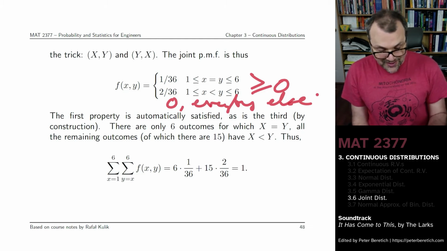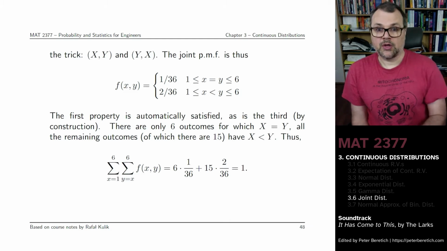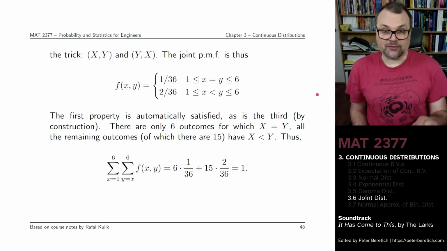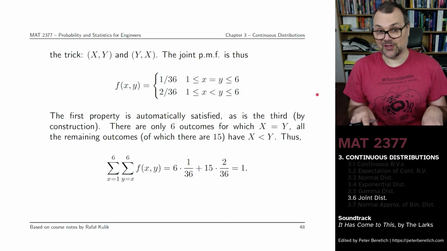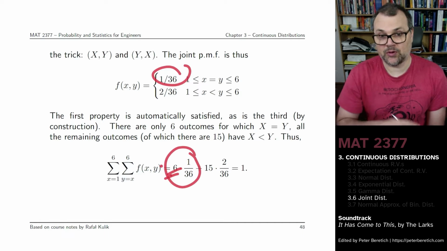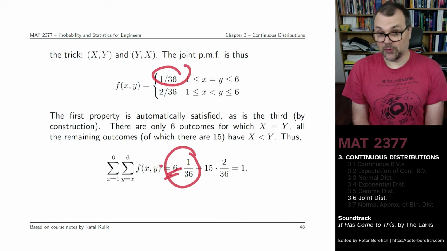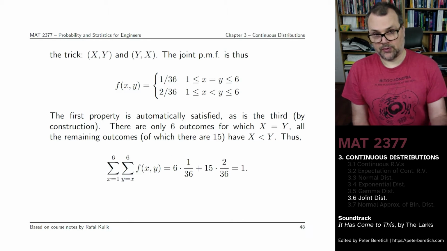Now there's only 6 outcomes where you have X equal to Y. If you roll 2 1s, 2 2s, 2 3s, and so forth. So the probability of rolling the same 2 values is 1 over 6, because there's 6 such outcomes. So 6 times the joint probability, 1 over 36, that's going to be 1 over 6. And then the probability of having 2 different results.